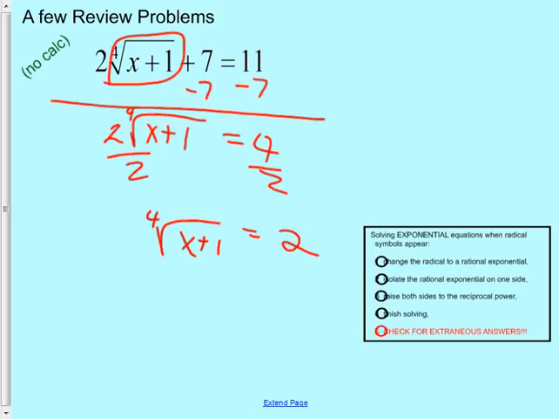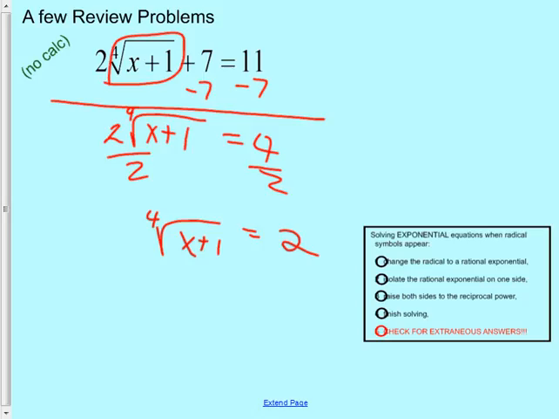All right. Now, this is important. I have a 4th root in here. Does that mean the answer is plus minus? Did I do a 4th root to both sides? No. So it's not a plus minus.